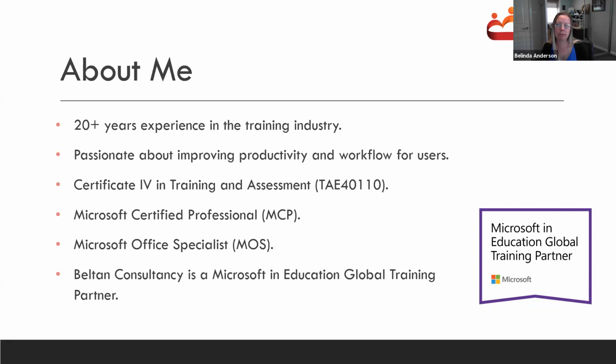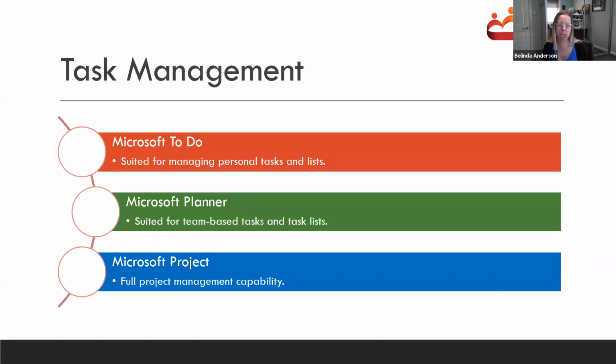But the ones we want to have a look at today are Planner and the Teams side of things, especially when it comes to task management. I just want to touch on a few of the different programs you have available within the Microsoft ecosystem. First up is one called Microsoft To Do. Again, we're talking about the Microsoft 365 solution, which is that subscription-based solution. The To Do app is perfect for managing your own personal tasks. You can set up your own lists and manage those on a day-to-day basis as needed.